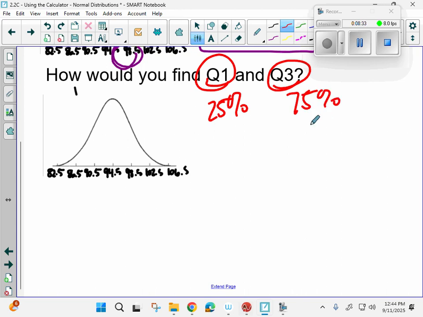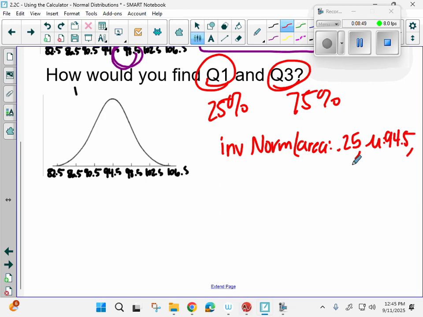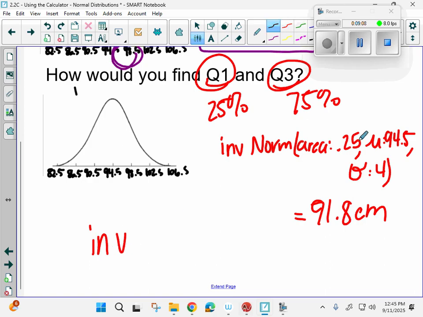These are percents, so am I using norm CDF or inverse norm? Inverse norm. So I'm going to do inverse norm, area 0.25, mean of 94.5, standard deviation of 4. And if anyone plugged that in, what height is at the 25th percentile? 71.8? That would be small. All right. 91.8. Great. And then we would do the exact same thing. I'm not going to rewrite all this, but you would plug in 0.75, right? And we would find that height. Okay? Everybody good? All right.